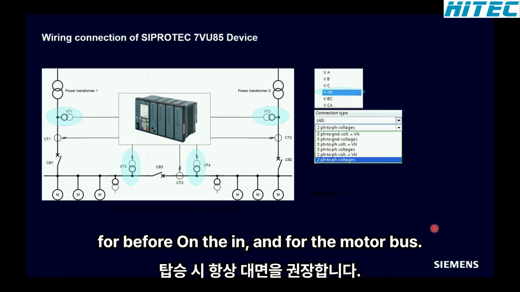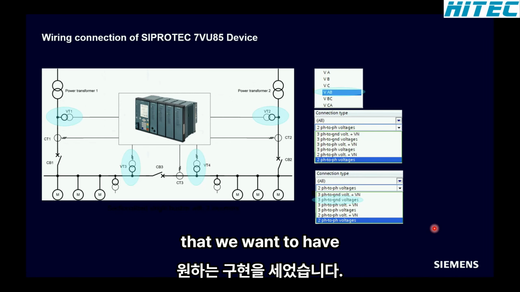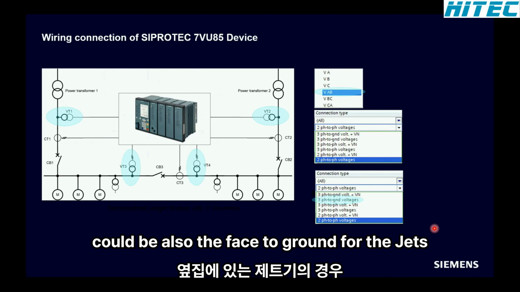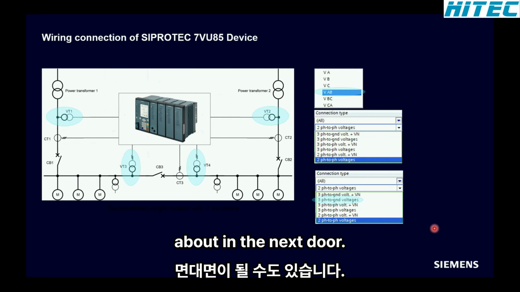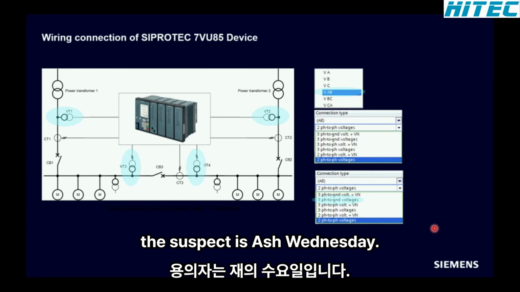And for the motor bus, we currently have the implementation that we want a three-phase voltage. It could be phase-to-phase or also phase-to-ground voltage. In the next version, we will also get a single-phase, phase-to-phase connection type for the motor bus detection. This is especially important for retrofit applications.